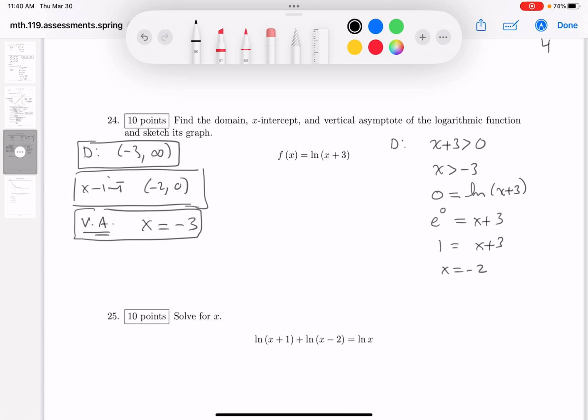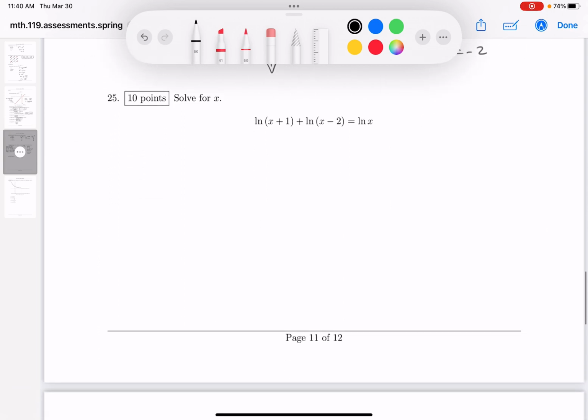I guess they want me to just graph it now. I think I can do that. My graphs aren't great, but they're good enough. I'm going to put the line down, the asymptote. That's going to be x equals minus 3. I'm going to put the x-intercept down, which is minus 2. So again, I got this down, and the general shape of a log looks sort of like this over here. Okay, we're done with that. It's 24. Let's go to 25.